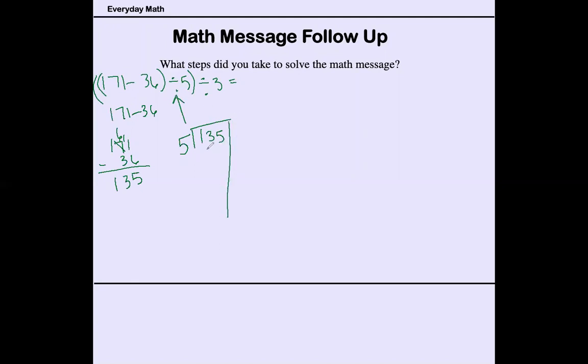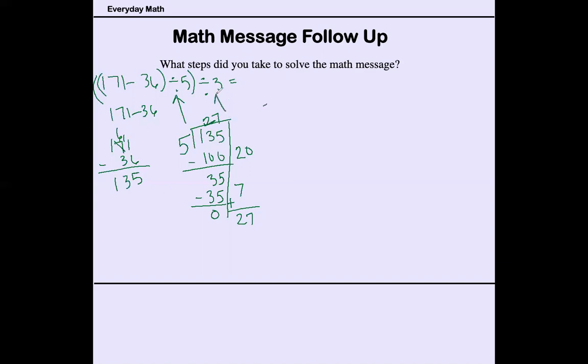I know that 5 goes into 135 at least 20 times. 5 times 20 is 100. That leaves 35. I know that 5 goes into 35 7 times. So your answer is 27.